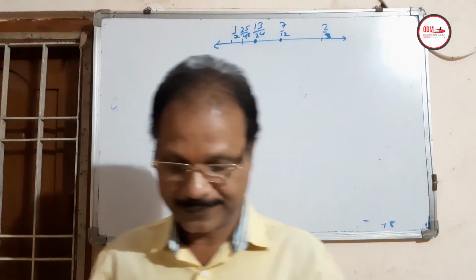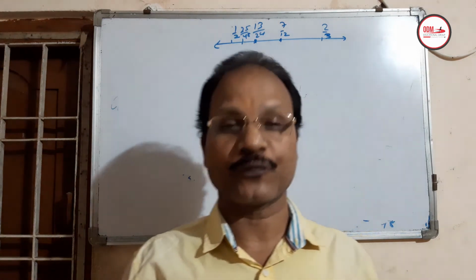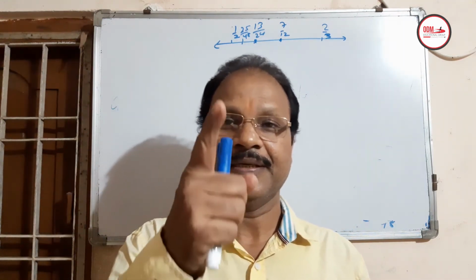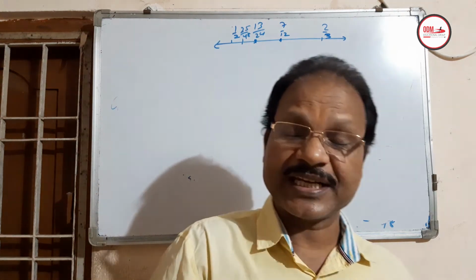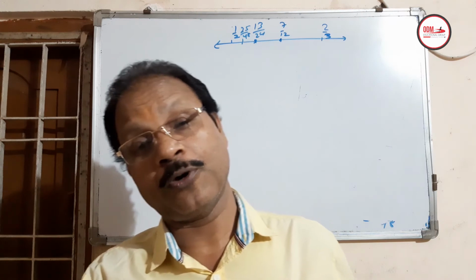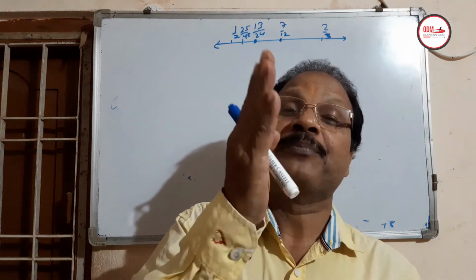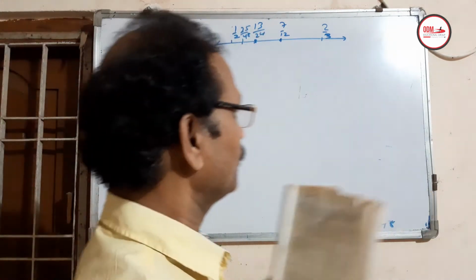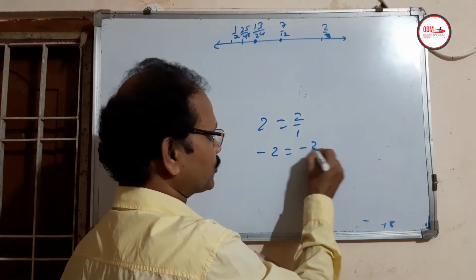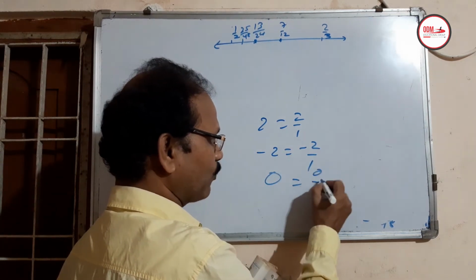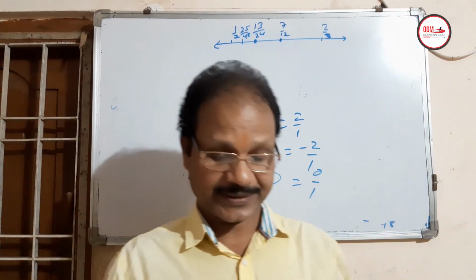Another question. Every integer is a rational number. Is it true or false? Yes, it is true, because a rational number is represented in the form of p by q. Every integer can also be represented in p by q form. It means 2 is 2 by 1, p by q. Minus 2 by 1. 0 by 1. Hence every integer is a rational number, that is true.